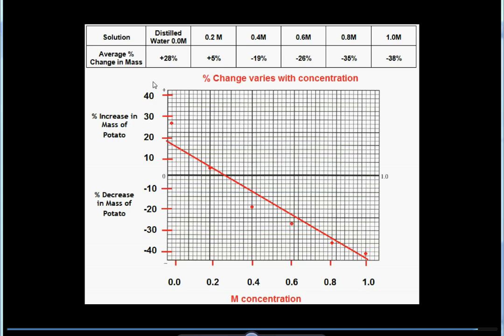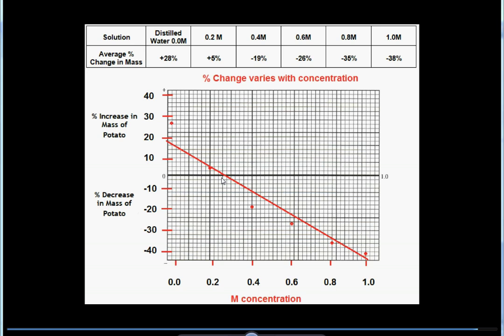Again, the graph is just these points here plotted out on the y-axis, and then the different concentrations on the x-axis. 0 on the y-axis is up here, and then I filled in the rest, positive 10 through 40, negative 10 through 40, to represent these numbers here. Average change in mass. Positive numbers are increase, negative numbers are decrease.